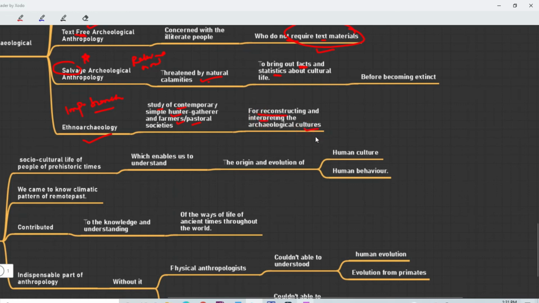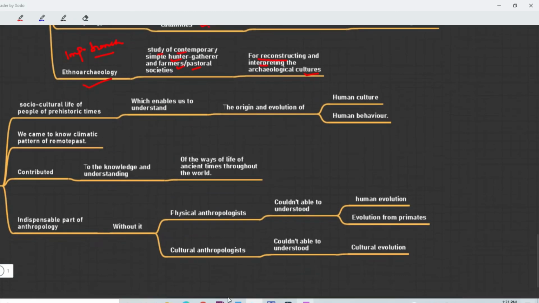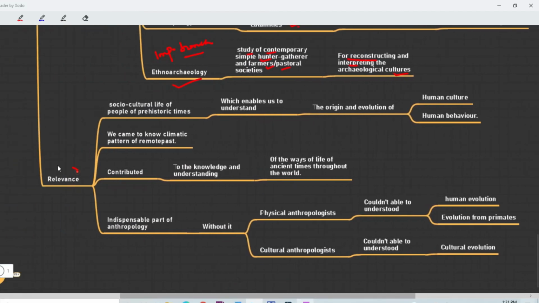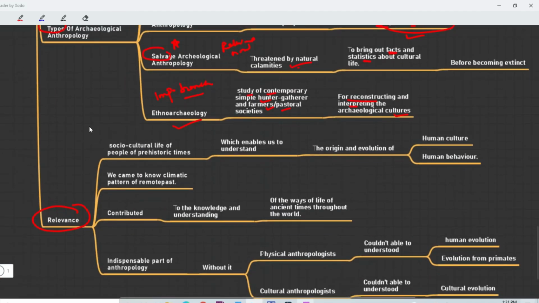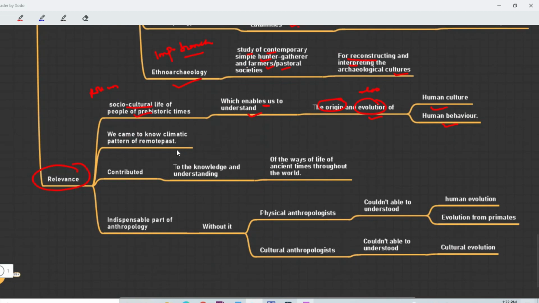Let's discuss the relevance of archaeological anthropology. Archaeological anthropology played an important role in understanding the socio-cultural life of people of prehistoric times, which further enabled us to understand the origin of human culture and human behavior. Not only that, it also helps in understanding the evolution of human culture and human behavior. We came to know various climate patterns of the remote past through the techniques and technologies used in archaeological anthropology. Not only that, it contributed to the knowledge and understanding of the ways of life of ancient times throughout the world.